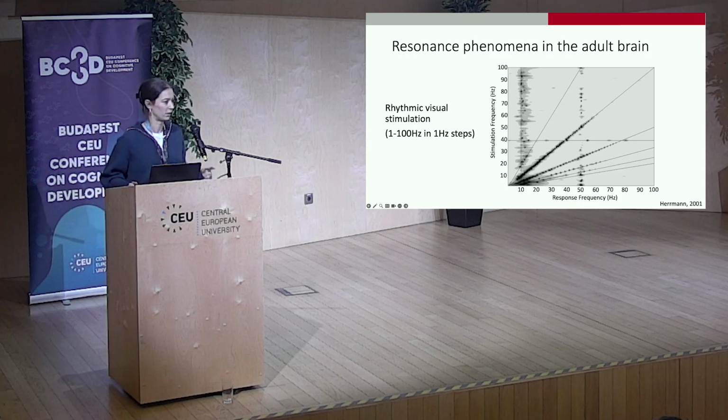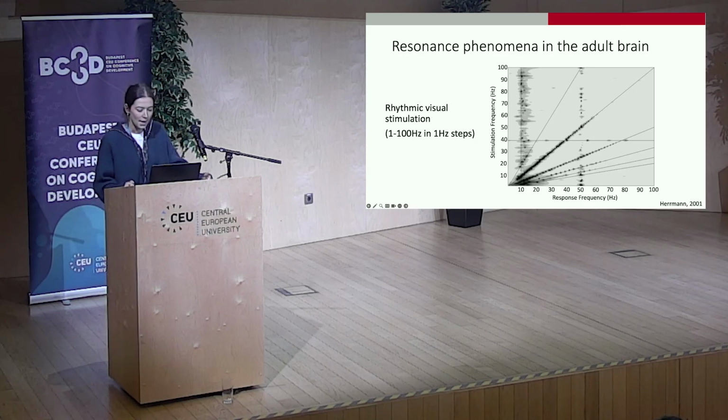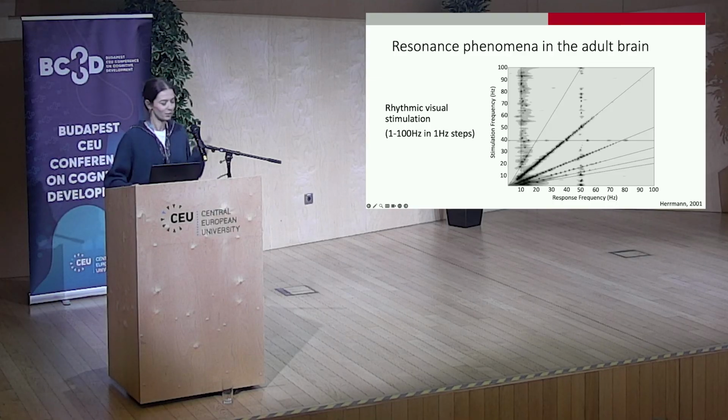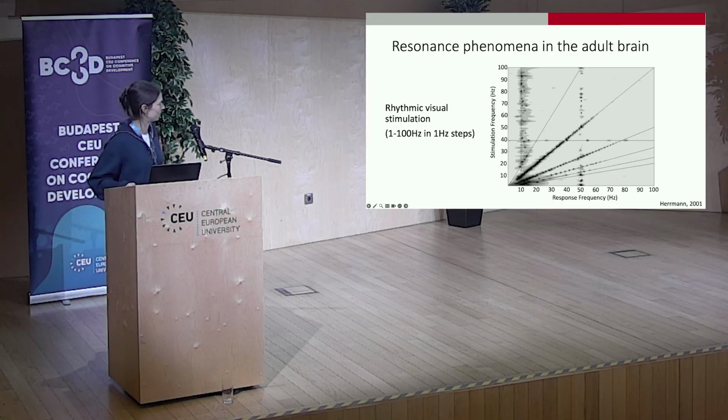There are two studies that are very relevant in this context, the first one being by Hermann from 2001, that used rhythmic visual stimulation to study resonance properties in the adult brain. In this experiment, adults were presented with flickering lights at frequencies ranging from 1 hertz to 100 hertz in 1 hertz steps. And the results are illustrated here. We have the stimulation frequency on the y-axis and the response frequency on the x-axis, and a couple of interesting findings emerge.